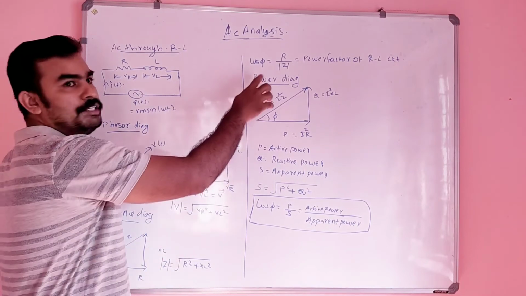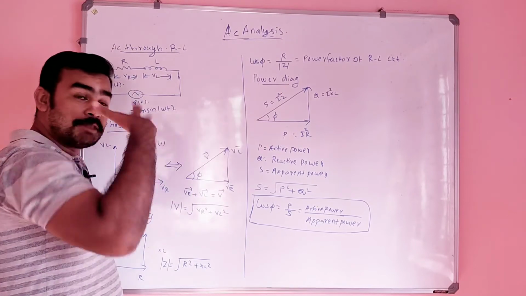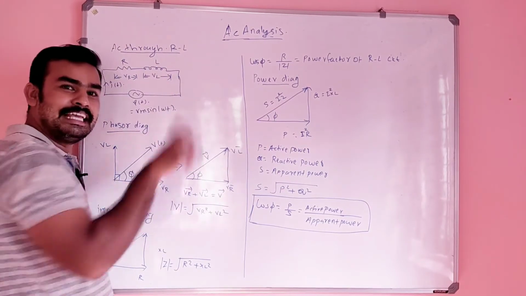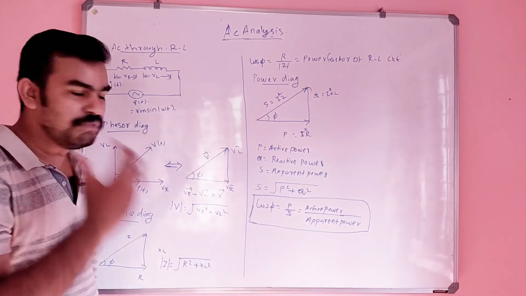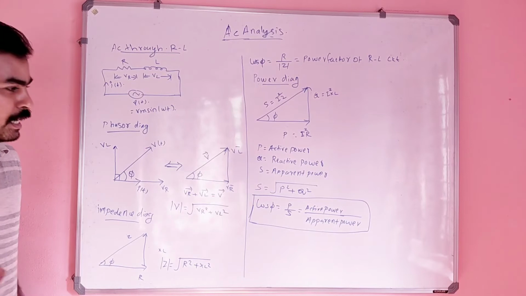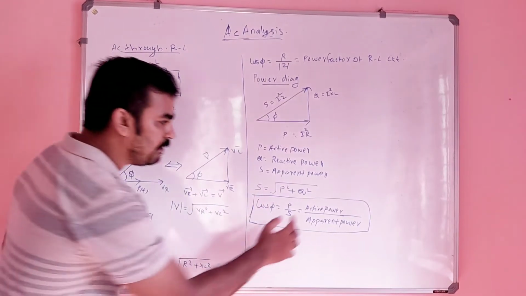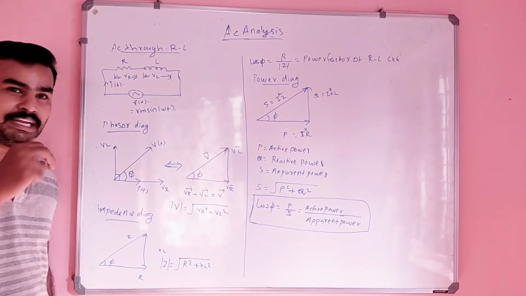I already said to you that when I deal with cos phi is equal to R by Z, I will explain the impact or exact feeling in the continuous session. So what is the meaning of cos phi, or power factor, in a circuit? Power factor is the ratio of active power to the apparent power.